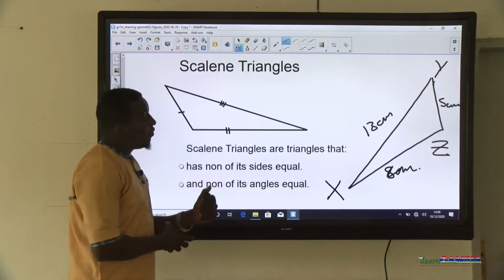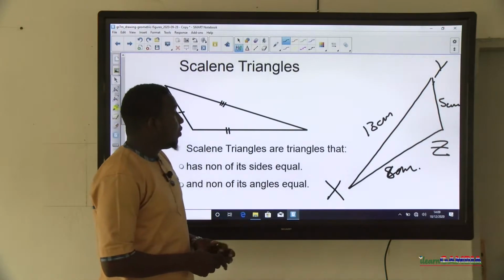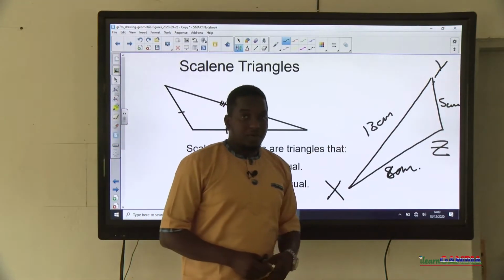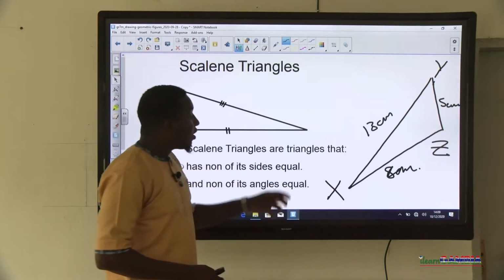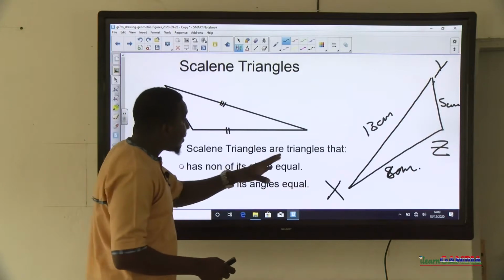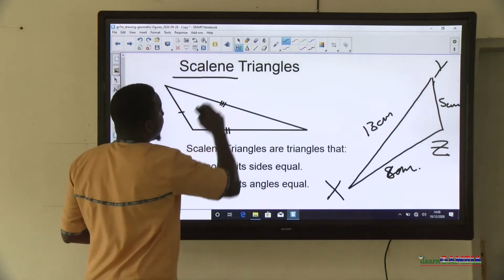When we look at it keenly, we will see that none of the three sides are equal. So since none of the three sides are equal, we can conclude that that particular triangle is a scalene triangle.